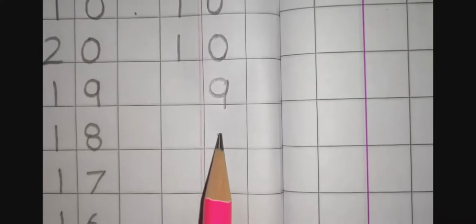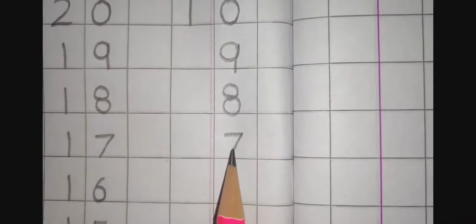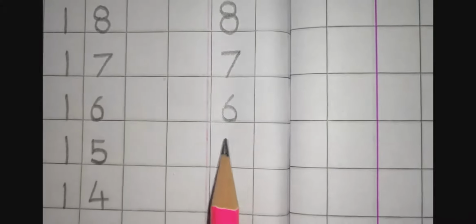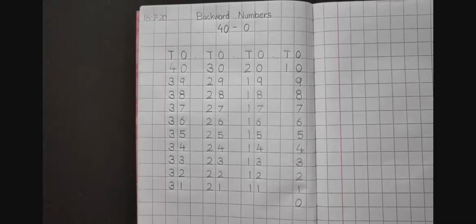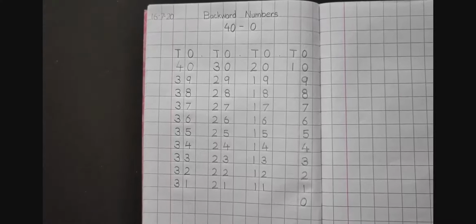9, 8, 7, 6, 5, 4, 3, 2, 1, 0. Children, you have to write backward numbers 40 to 0 like this in your notebook.